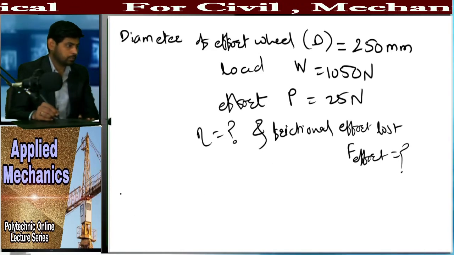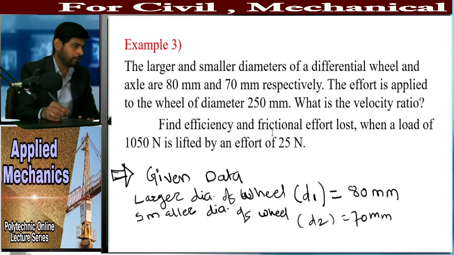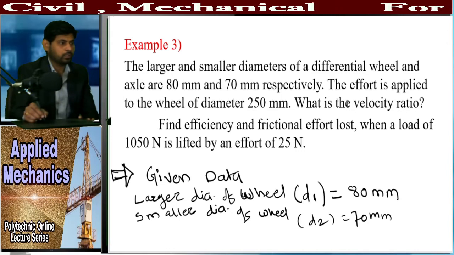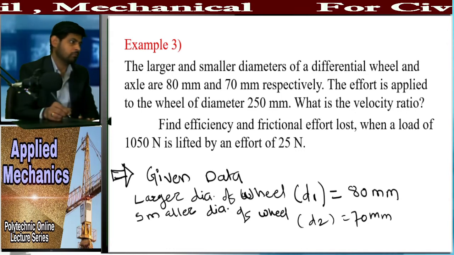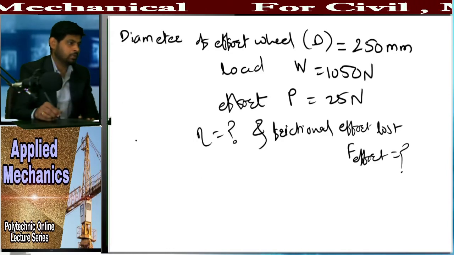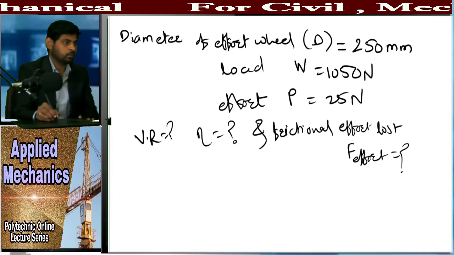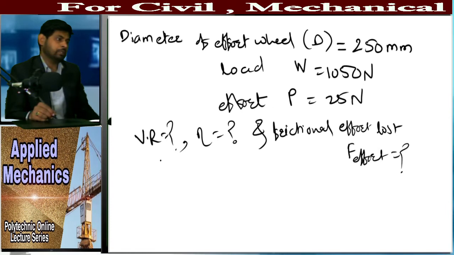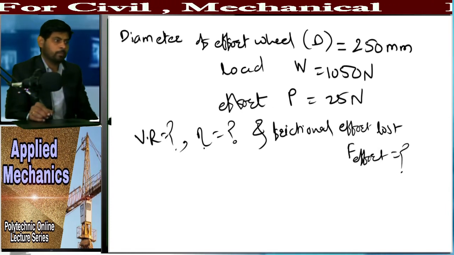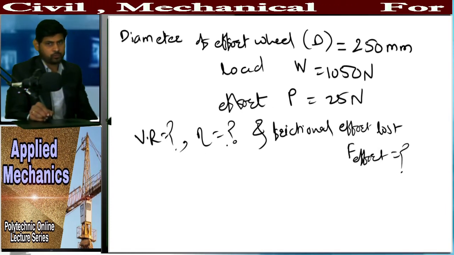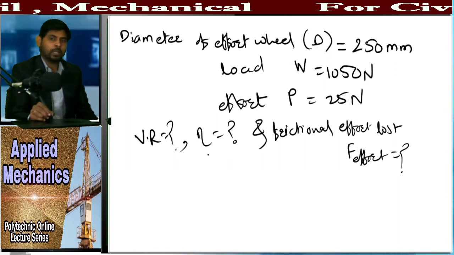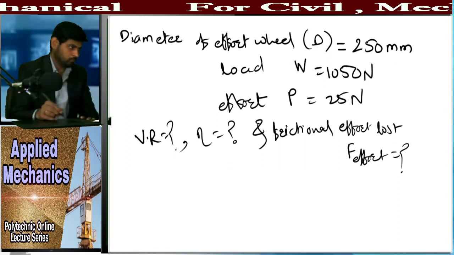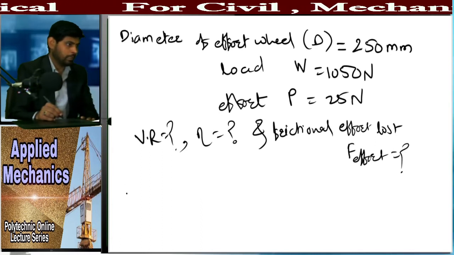And it also said we have to find the velocity ratio. So the first term we have to find is the velocity ratio. Because if we are not able to find the velocity ratio, then we cannot find the efficiency, because our efficiency formula is MA upon VR into 100. So let's try to solve it one by one.